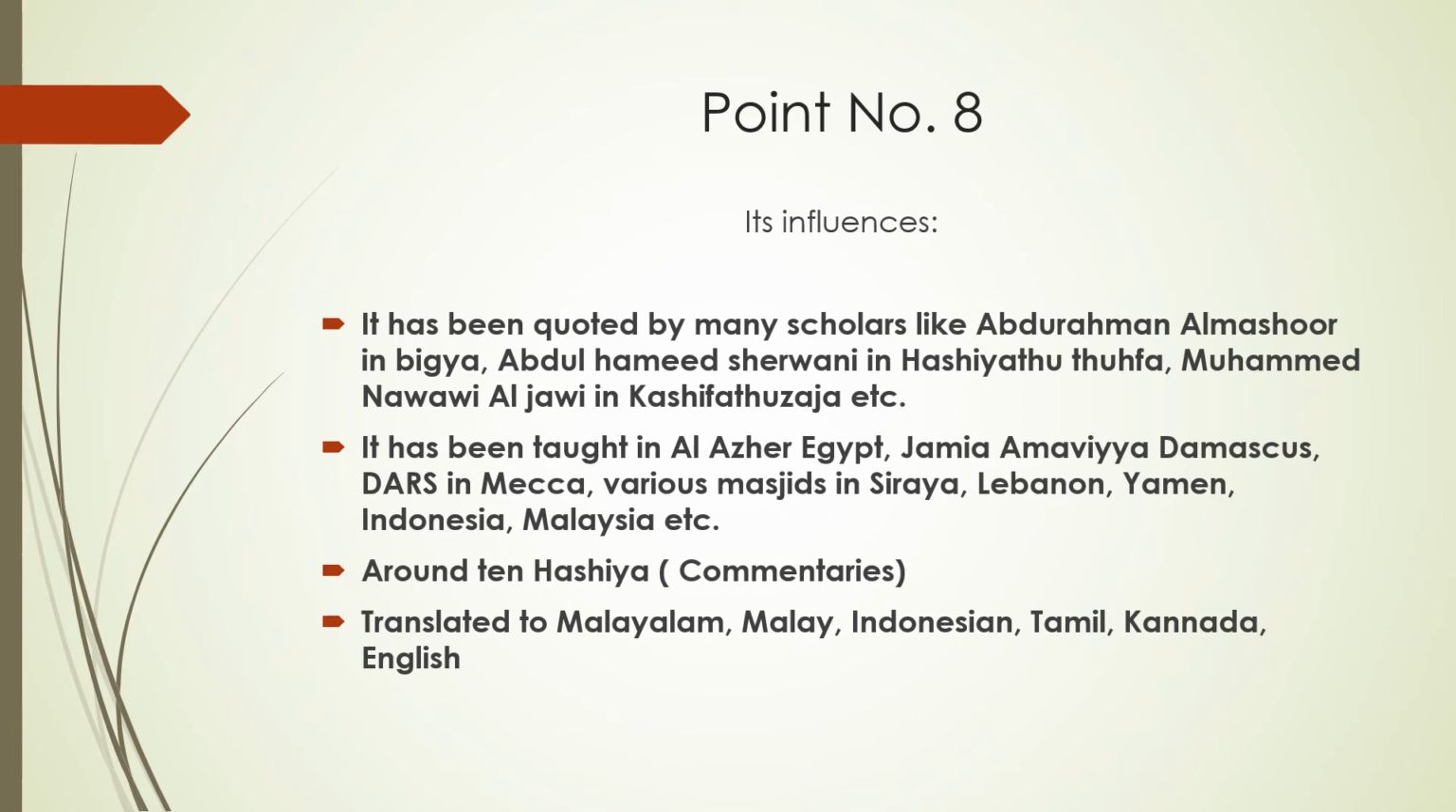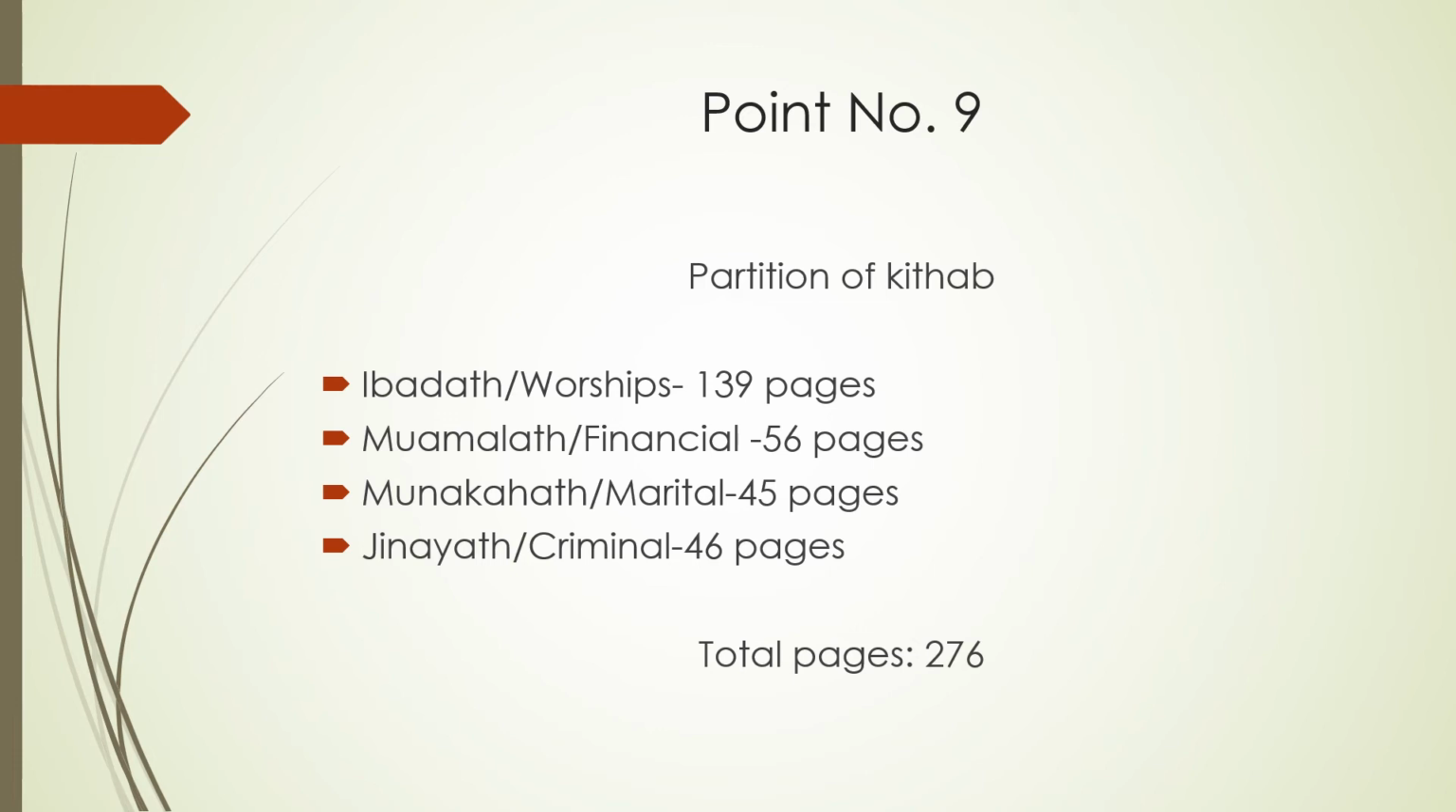There are around 10 Hashiya commentaries for Fathehul Mueen. The most famous one is Hashiyatu I'anati Talibin. And this kitab has been translated to Malayalam, Malay, Indonesian, Tamil, Kannada, as well as English. But studies say the copies of the English translation are not available. Still, the mission of translating it to English is going on under Darul Islamic University.